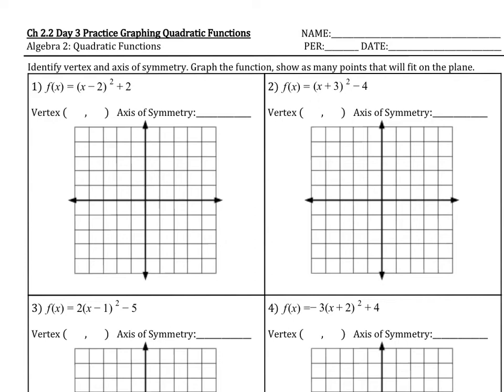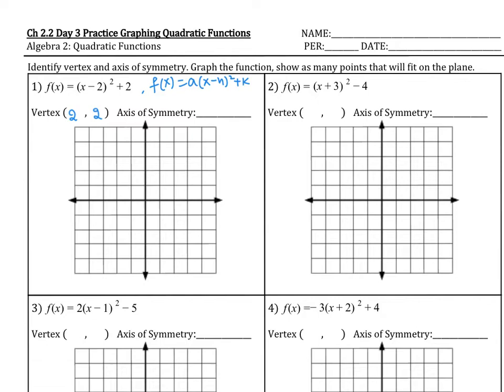Chapter 2.2 Day 3 Practice Graphing Quadratic Functions. Number 1: f(x) equals (x minus 2) squared plus 2. If you compare this function with the vertex form, which is a times (x minus h) squared plus k, you can easily list down or identify h and k. So in this case, h is 2 and k is 2.